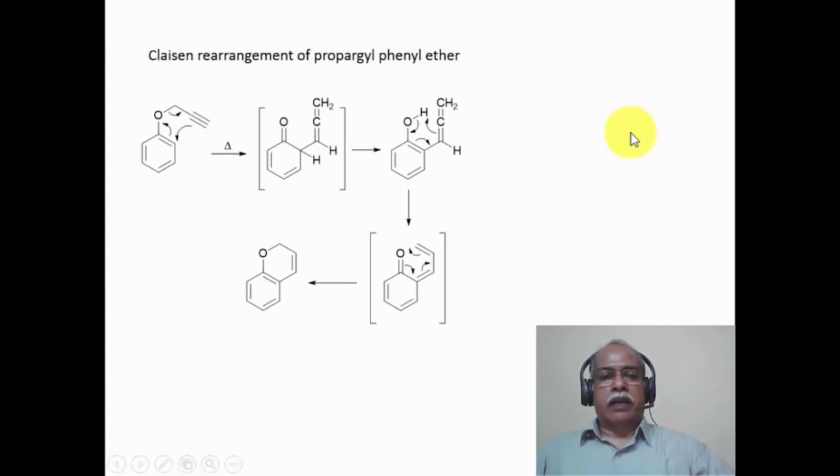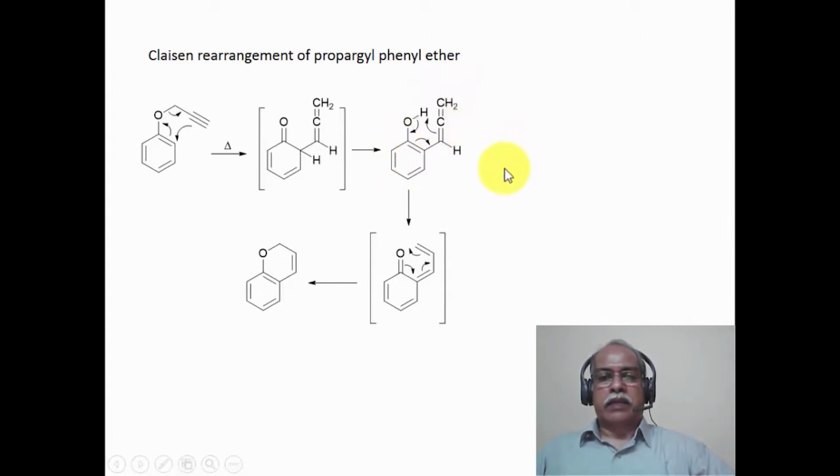Now, instead of an allyl derivative, if you take a propargyl derivative, the propargyl derivative also undergoes the Claisen rearrangement. In other words, this is phenyl propargyl ether that is undergoing the Claisen rearrangement. Initial rearrangement essentially gives you this ortho-allenyl derivative. This is an allene derivative. The ortho-allenyl derivative undergoes the keto-enol tautomerism, and the ortho-hydroxy phenyl allene derivative is what is formed in this particular case.